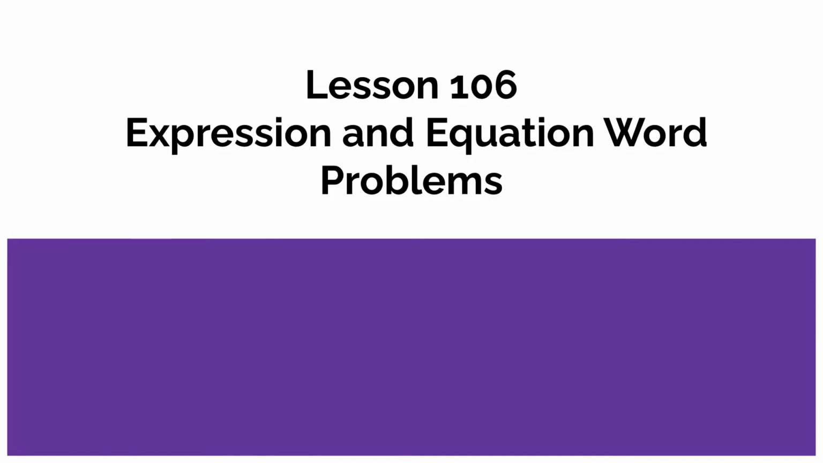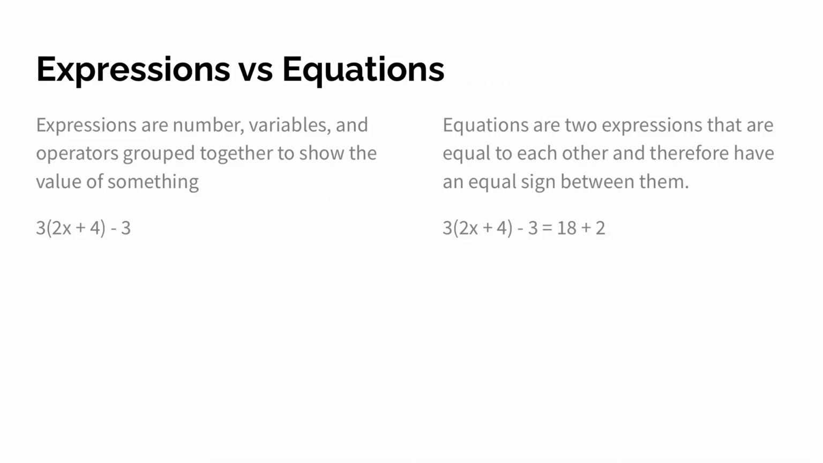Everyone, it's Mrs. Summer here to talk about lesson 106, expression and equation word problems. So what is the difference between an expression and an equation? Well, an expression is numbers, variables, and operators grouped together to show the value of something. For example, we have 3 times the quantity of 2x plus 4, all minus 3.